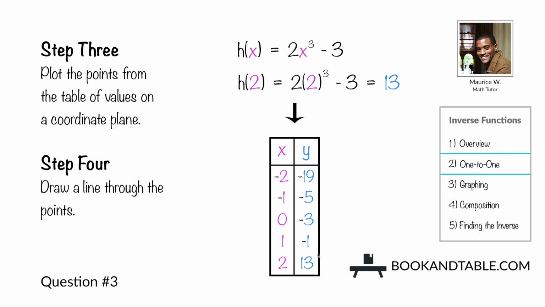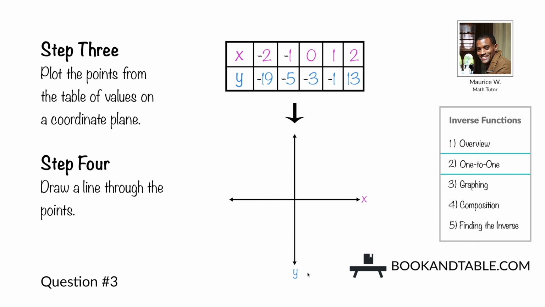And now step 3, we want to plot the points from the table of values on a coordinate plane and then draw a line through those points. So our first point is negative 2, negative 19. Our second point is negative 1, negative 5. Our third point is 0, negative 3. Our fourth point is 1, negative 1. Our fifth point is 2, 13. And now with these 5 points, we can draw a line to sketch h of x.